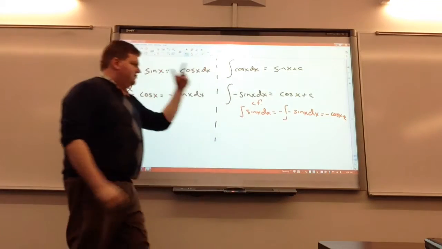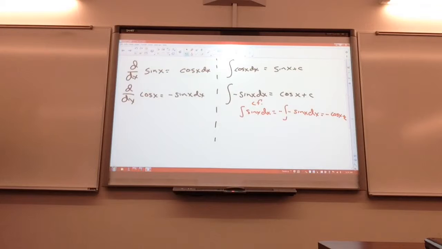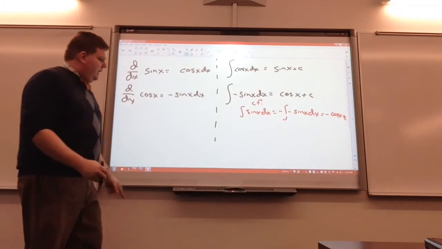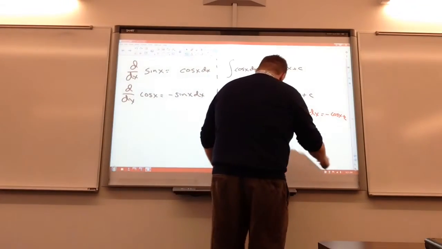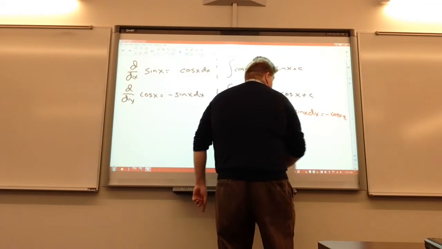Okay, so it's minus cosine of x plus c. Any questions about that? Yes. It's kind of a neat little trick you can do. And you get away with it because you're not changing the value of anything.